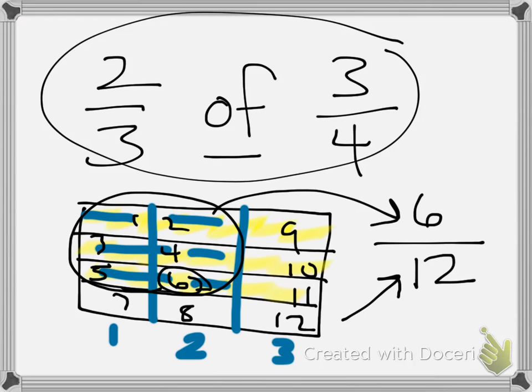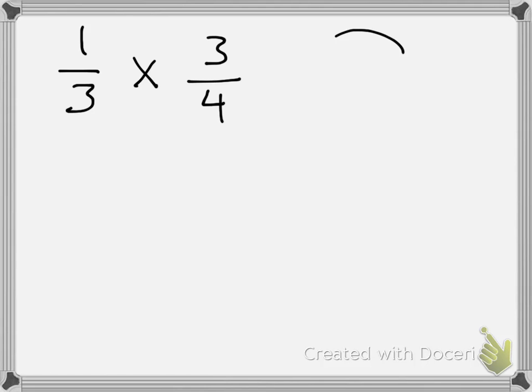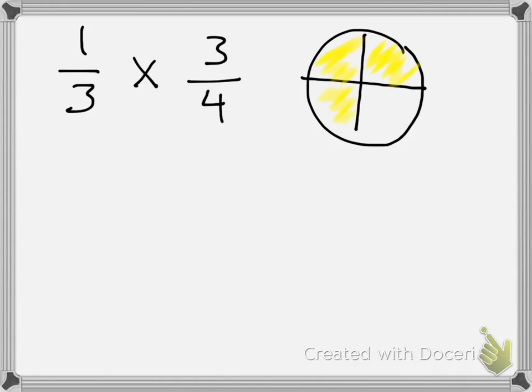Let's try another way. I have 1/3 times 3/4. We can do this with a pie as well. I have my circle, divide it into fourths. 1, 2, 3, 4, and since I have 3 of them, I'm going to fill in 3/4. Now I want to take 1/3. I have 2 options. I can take 1/3 of every piece. So I'm going to break these into thirds.